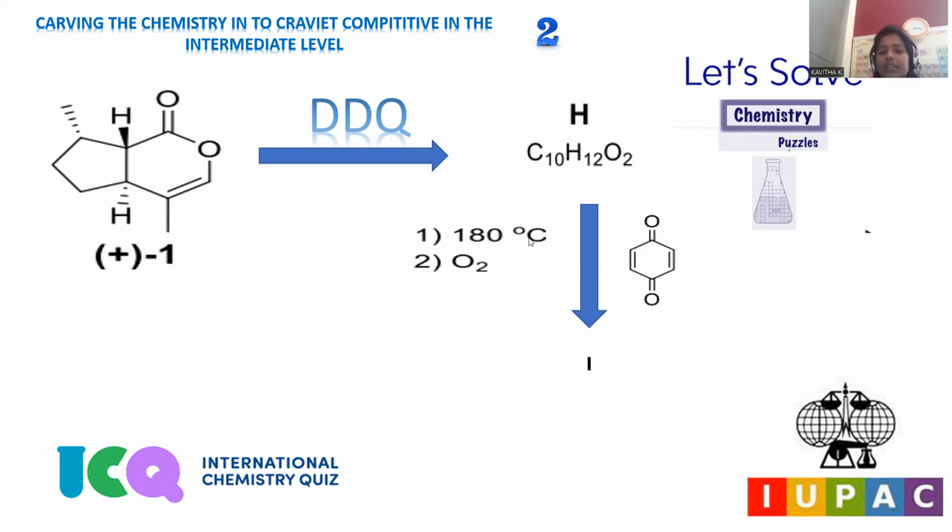With higher temperature heating, lactone ring cleavage we can observe. Oxygen got added over here. So in the presence of oxygen, when this quinone compound is added, another product I will be generated. In question number 2, we have to identify what is compound H, what is compound I.